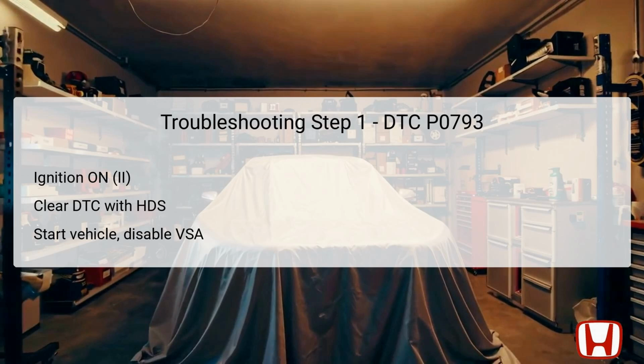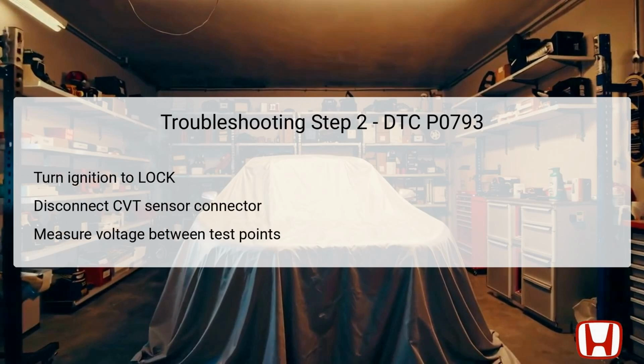After clearing the codes, it's important to start the engine and disable the Vehicle Stability Assist (VSA) system by pressing the VSA off button. The vehicle should then be driven with the shift lever in D and maintained at speeds above 19 miles per hour for at least 30 seconds. Finally, slow down and stop the vehicle. This process helps confirm if the P0793 DTC reappears, indicating that the failure has been duplicated for further testing.